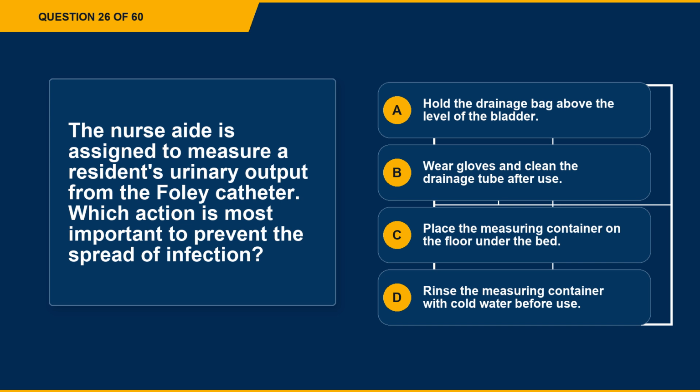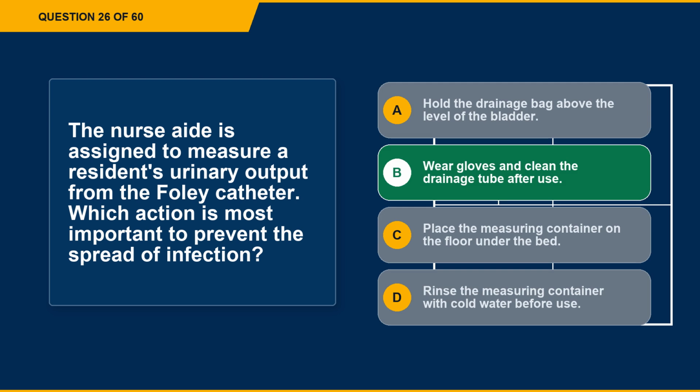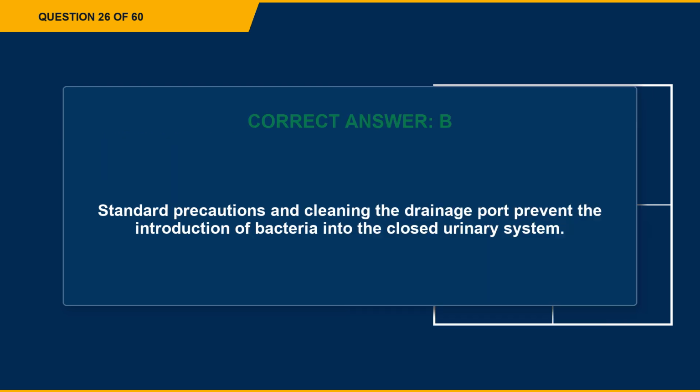Option A, hold the drainage bag above the level of the bladder. Option B, wear gloves and clean the drainage tube after use. Option C, place the measuring container on the floor under the bed. Option D, rinse the measuring container with cold water before use. The correct answer is option B, wear gloves and clean the drainage tube after use. Explanation. Standard precautions in cleaning the drainage port prevent the introduction of bacteria into the closed urinary system.